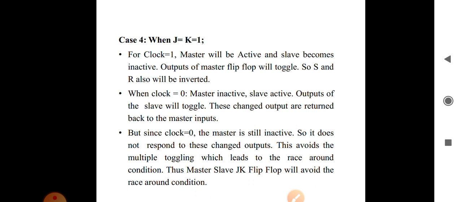Master flip flop will not be responding to the output of the slave flip flop, as the master flip flop will be inactive. So thus master slave JK flip flop will avoid the race around condition.